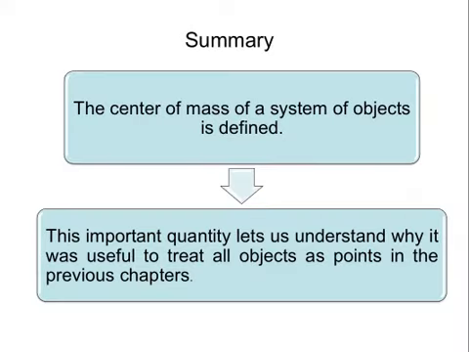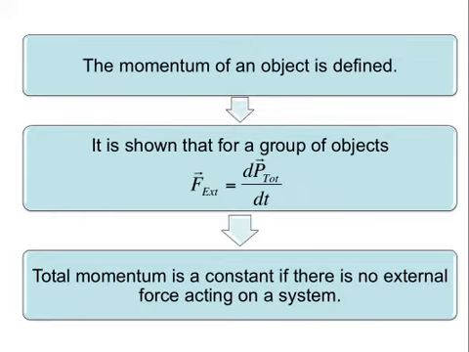Summary. The center of mass of a system of objects is defined. This important quantity lets us understand why it was useful to treat all objects as points in the previous chapters. The momentum vector of an object is defined. It is shown that for a group of objects, F external equals the time derivative of the total momentum of the system. Total momentum is a constant if there is no external force acting on a system.